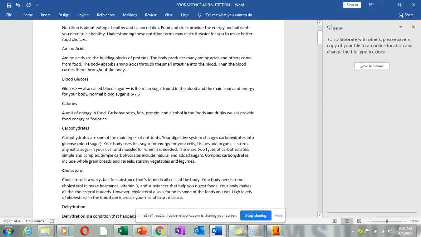Carbohydrates are one of the main types of nutrients, and of course it is what is converted into glucose or the blood sugar we talked about up there. And when it is in excess and your body is able to synthesize it, it can be stored as fat when you take too much of it. So the extra sugar is actually stored in your liver and muscles for when it is needed. So that is how we get to grow fat.